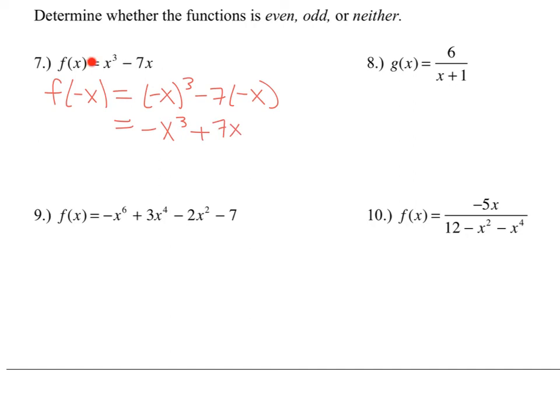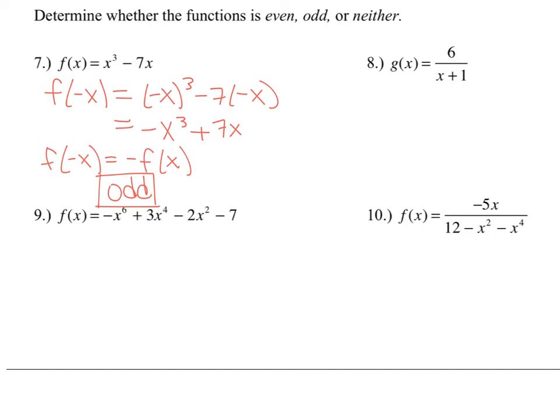So what we notice is the first term switched signs, the second term switched signs, which means that f of negative x was equal to the opposite of f of x. So this would be an odd function with regards to symmetry. If we graphed it, all of the points would be reflections of one another about the origin.